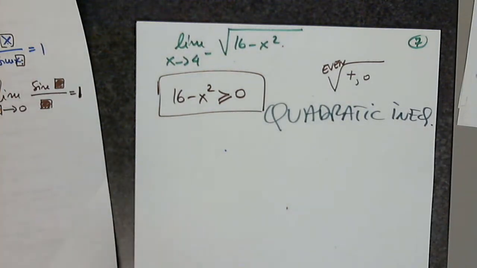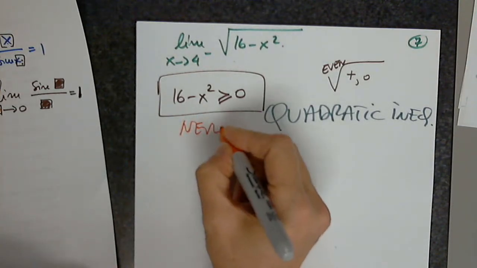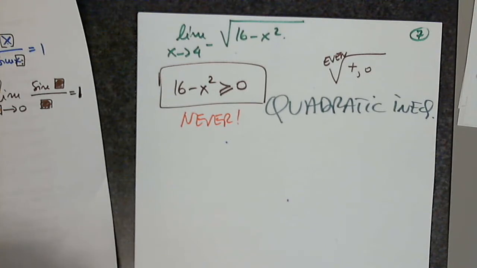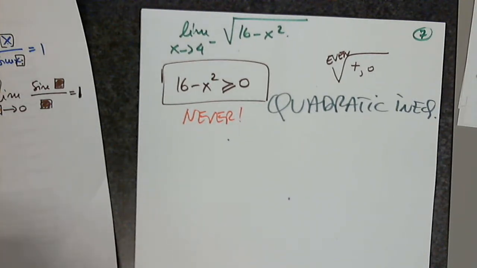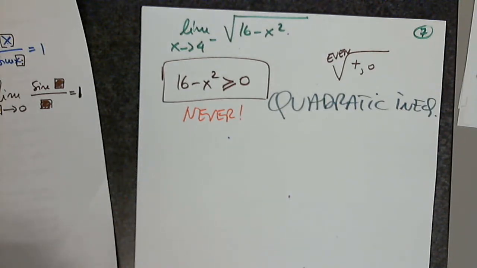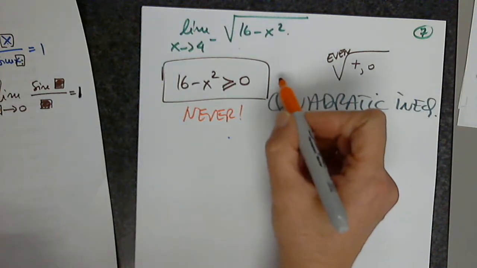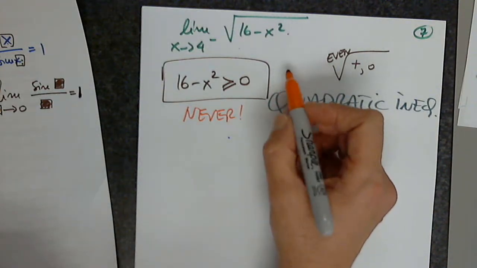How do I solve a quadratic inequality? What do I need to do? I cannot take square roots from an inequality. Not allowed. Never. Oh, right. You can change x squared to absolute value. I could do that, but there is an easier way.